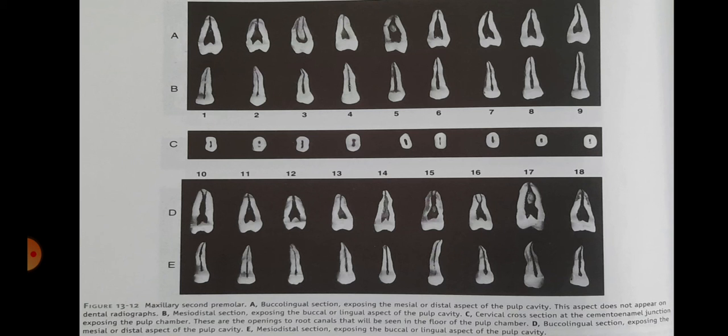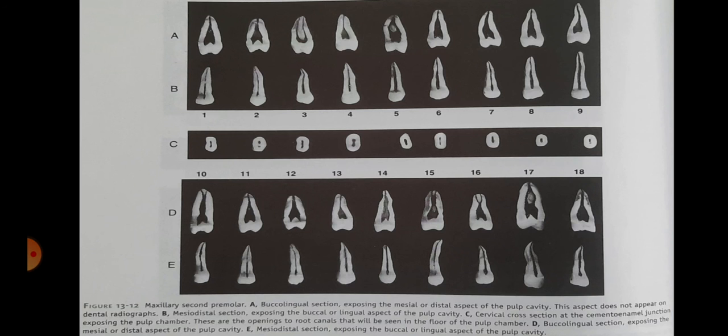Let's have a look over the mesiodistal section. You can see this in figure 13.12 B and E. The view of the pulp cavity in the mesiodistal section of the second maxillary premolar does not vary from that found in the maxillary first premolar. The pulp horns are blunted and the pulp cavity tapers slightly from the occlusal aspect to the apex.